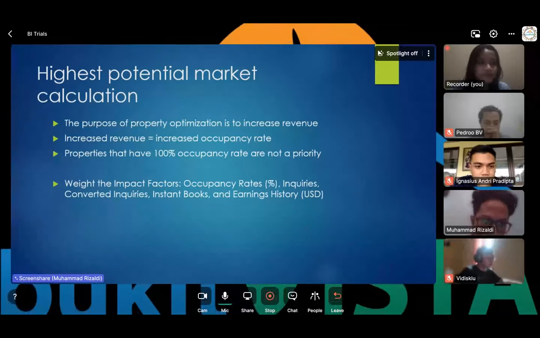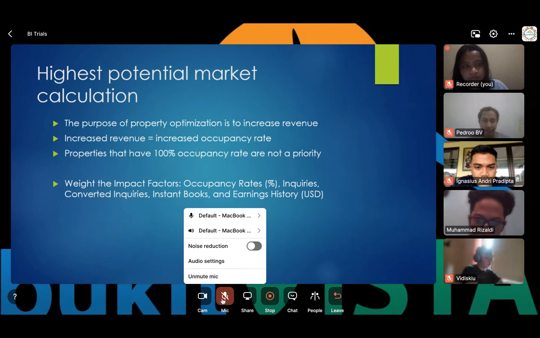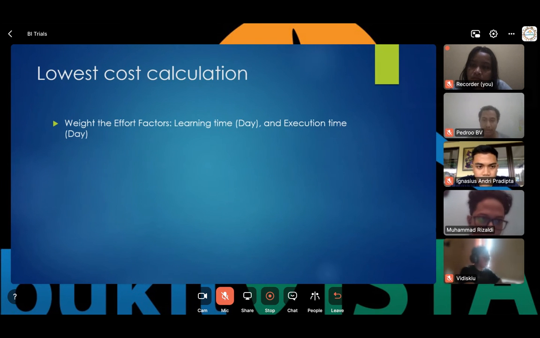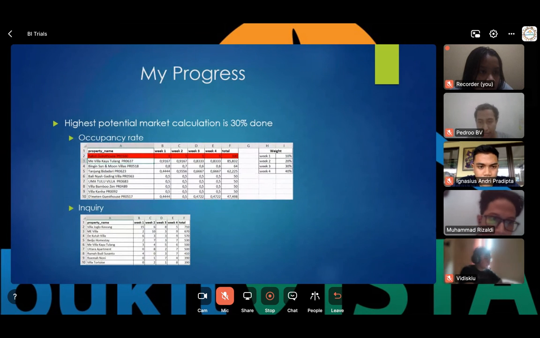Rate, that means a property that has a 100% occupancy rate is not a priority because it's already full. And then we need to weight the impact factors such as occupancy rates, inquiries, converted inquiries, instant books, and earning history. And next, how to count the lowest cost calculation. We need to weight the effort factors such as learning time and execution time. And this is my progress.